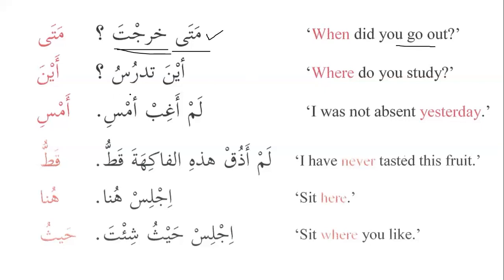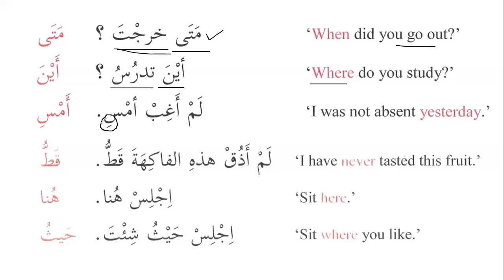And the same goes with aina. It's basically tadrusu aina, but aina has to come at the beginning of the sentence, because it is used to ask a question. So tadrusu means fail plus fil. That's why it will be in the place of maf'ul fihi. Where do you study? Lam aghib amsi. I wasn't absent yesterday. Similarly, amsi is in the place of object. It is maf'ul fihi.